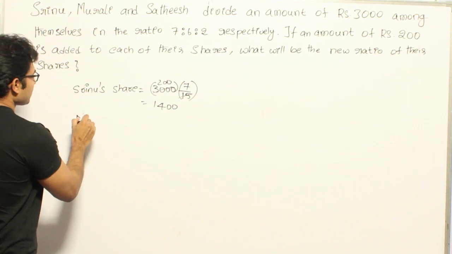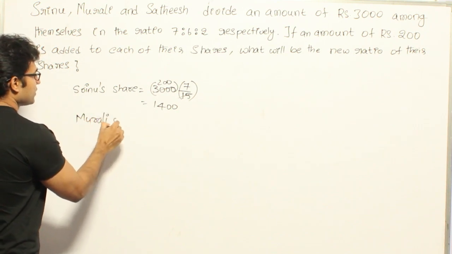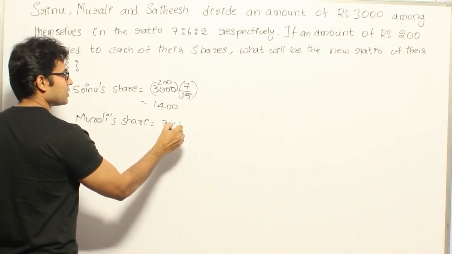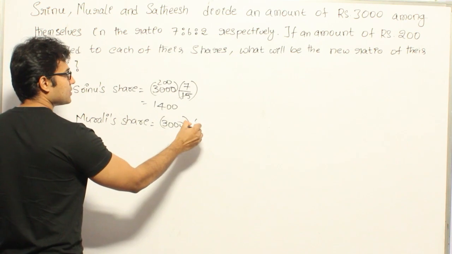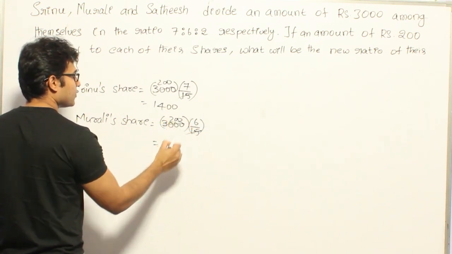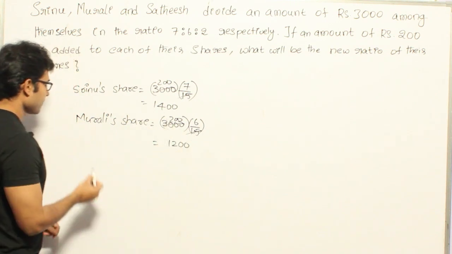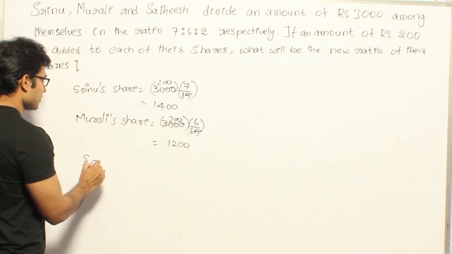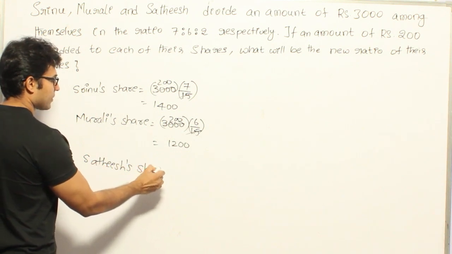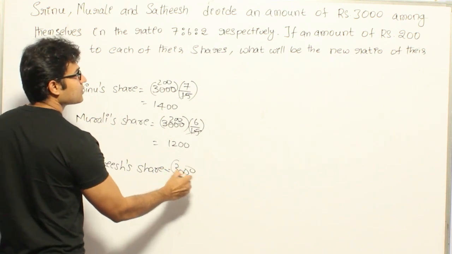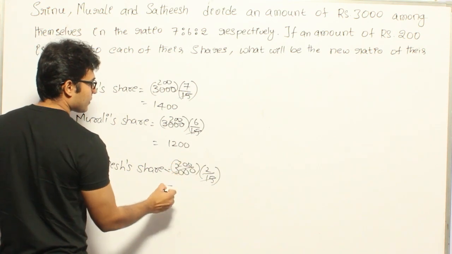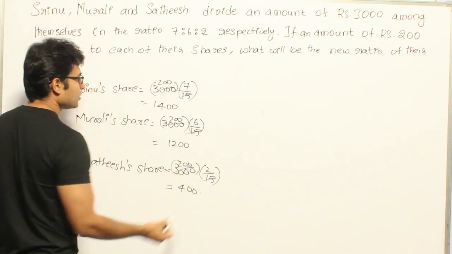Similarly, what is Murli's share? Murli's share is, out of 3000 he is going to get 6 out of 15, right? Therefore it is 200, which means 1200 is Murli's share. Now what is Satish's share? So Satish's share is, out of 3000 he is going to get 2 out of 15, which means he is going to get 400. So these are the shares.